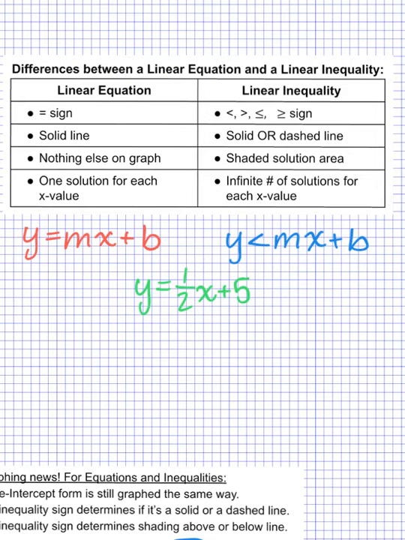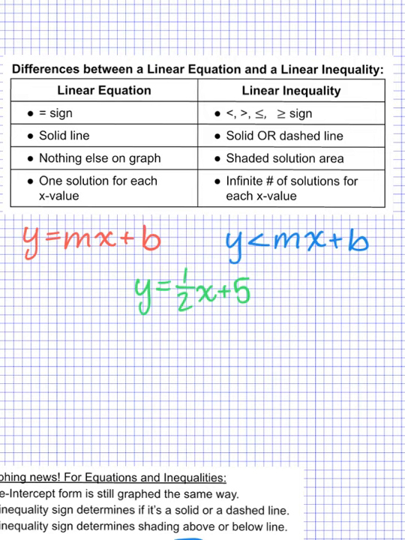On the graph, a linear equation will be a solid line, while a linear inequality could be a solid line or a dashed line. There will be nothing else on your graph if it's a linear equation. If it's a linear inequality, there's going to be a shaded solution area. And the reason they have that is because a linear inequality has an infinite number of solutions for each x value, while a linear equation has only one solution for each x value.